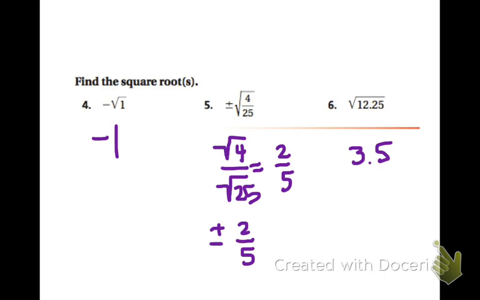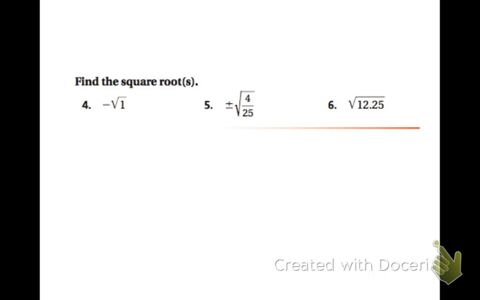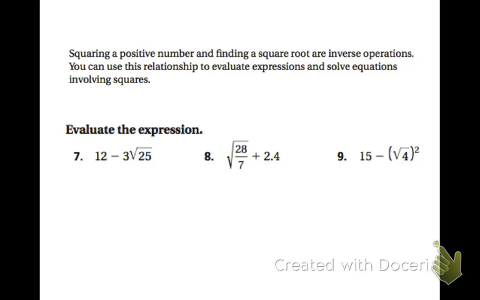If you have one of the other fancier calculators, it might be the second feature, and if you have to enter it first, you would hit second, and then your squared button to activate the radical symbol, then put in the 12.25 and hit enter. So hopefully you can figure that out or ask for assistance. Alright, squaring a positive number and finding a square root are inverse operations of each other, and we will start to use these then to evaluate expressions and solve equations.